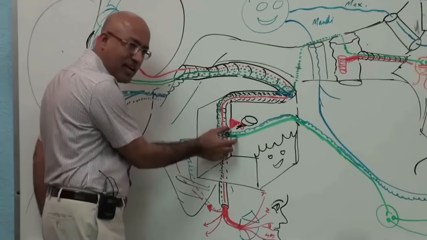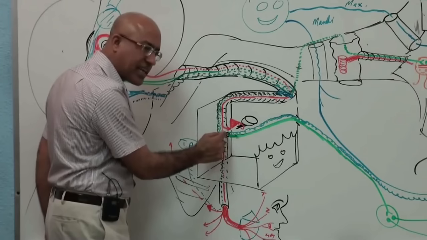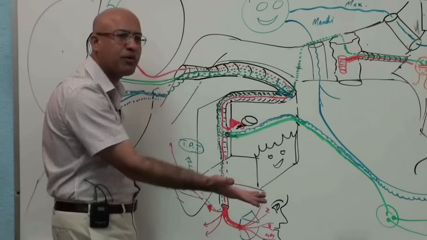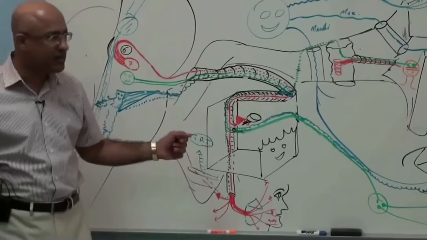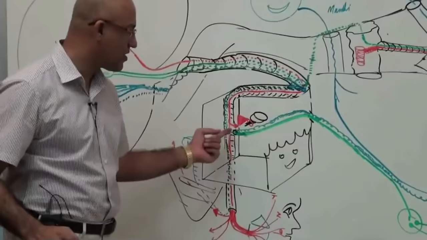This nerve has which fibers? It has parasympathetic preganglionic fibers, and also the taste fibers from the anterior two-thirds of the tongue, and parasympathetic fibers going to the submandibular ganglion. Right? So what is this nerve? Yes, chorda tympani. So we can say basically chorda tympani fuses with the lingual nerve.